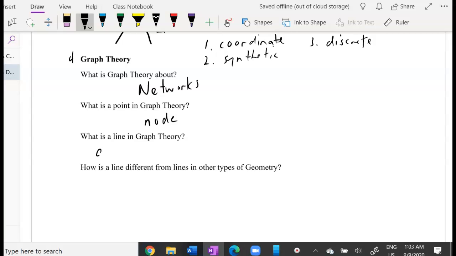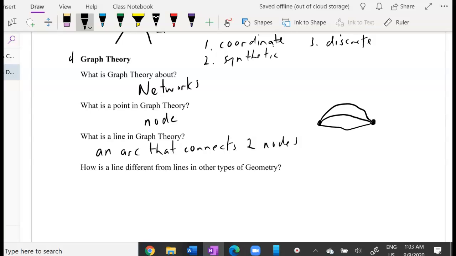So it's an arc that connects two nodes. So for example, this is a node and this is a node. A line would be something like that. Oops, got to connect it. And the interesting thing about graph theory that makes it different from other geometries is that you can have several lines go to the same node.